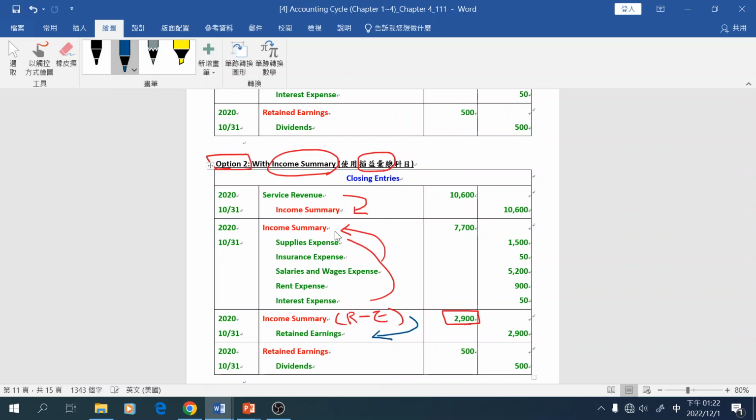So did you find out? Option 2, the second way, you could transfer revenue to income summary, expenses to income summary. After that, you will get the net amount, which is revenue minus expenses. Then you transfer it to retained earnings. Okay, so this is the difference, like this. So it will be revenue $10,600 minus your expenses.